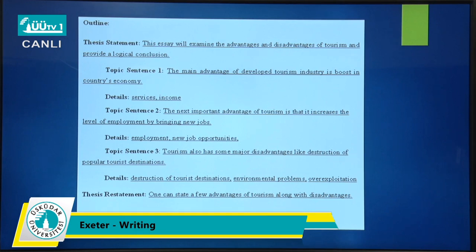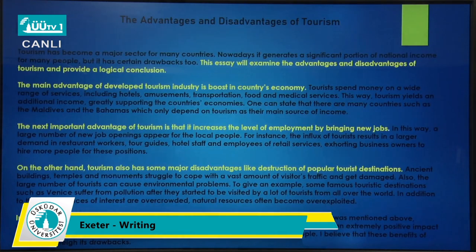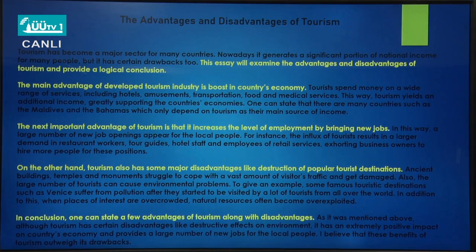Tourism also has some major disadvantages, like destruction of popular tourist destinations. And look at our thesis restatement: one can state a few advantages of tourism along with disadvantages. Okay? So let's look at our example of writing as well. As I told you before, the first paragraph will be the introduction, and here we have the thesis statement. This essay will examine advantages and disadvantages of tourism and provide a logical conclusion.